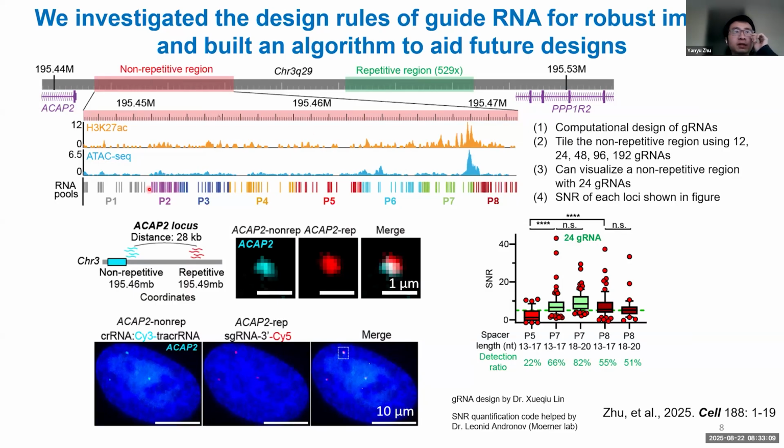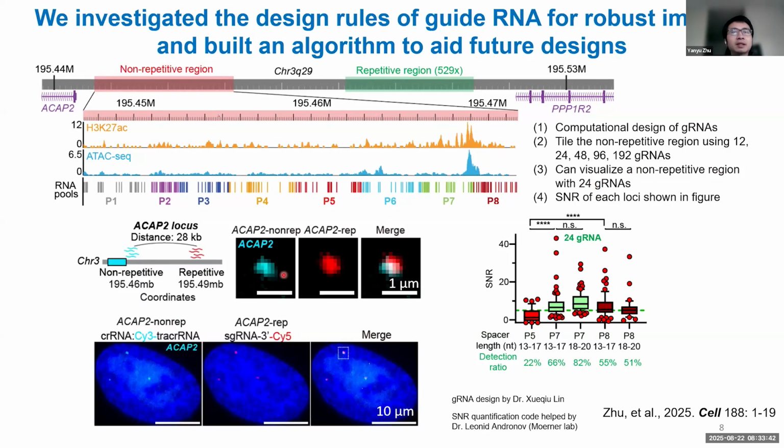As you can see, we designed many different numbers of guides like 12, 24, 48, 96, and 192, at different positions of the probes to tile the same region. We wanted to know what is the optimal number to image a non-repetitive region, and what other properties are important to get robust chromatin imaging in live cells. And we found that, first, as few as 24 guide RNAs can very robustly image a non-repetitive region.